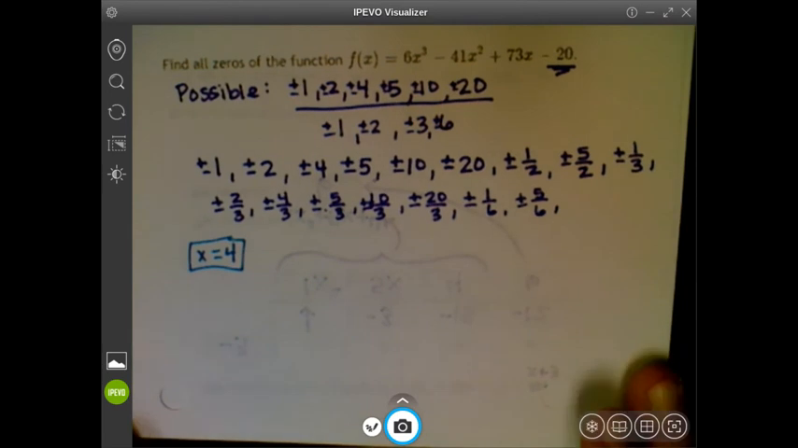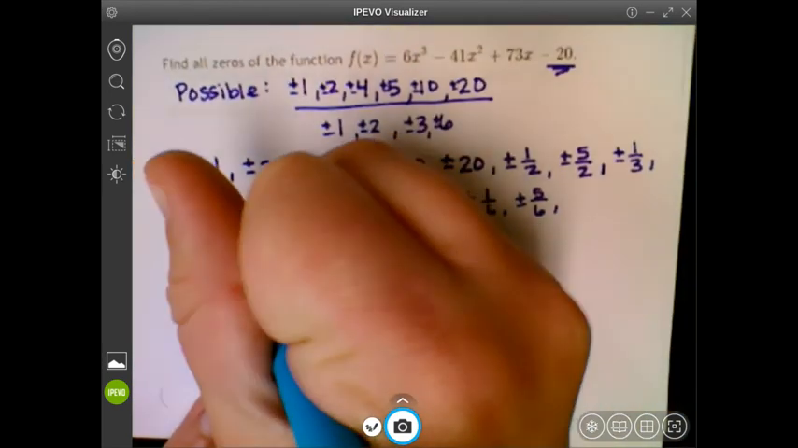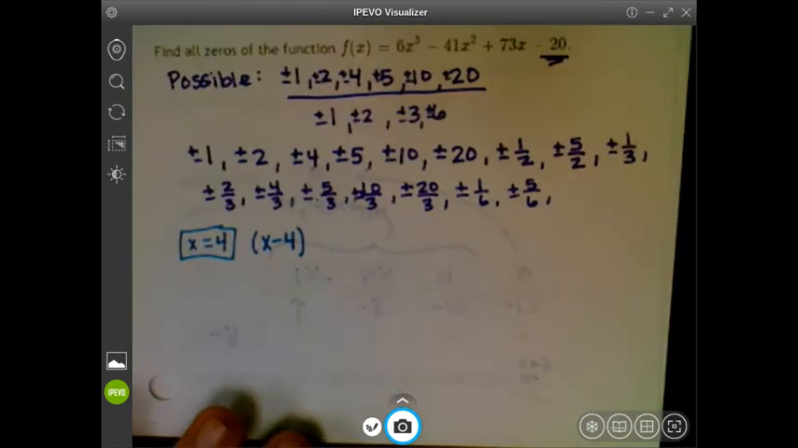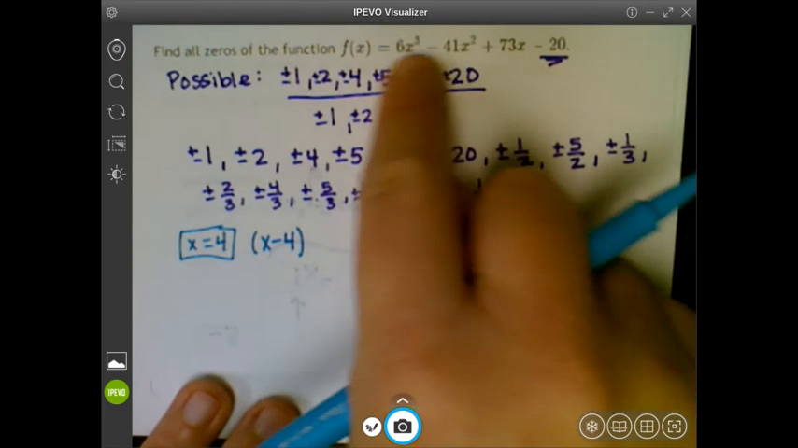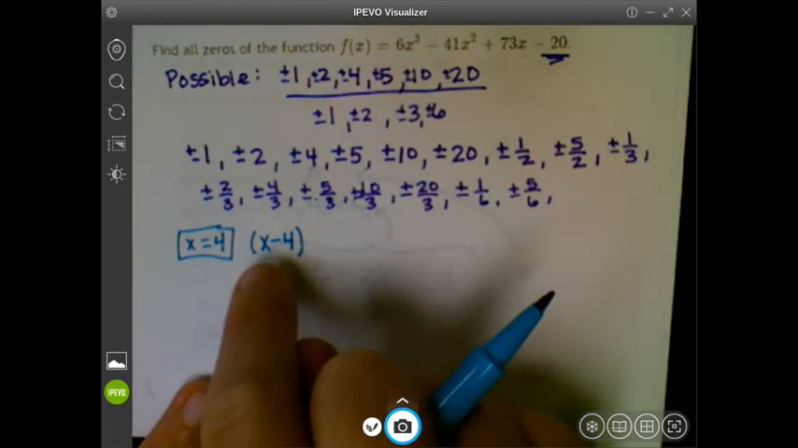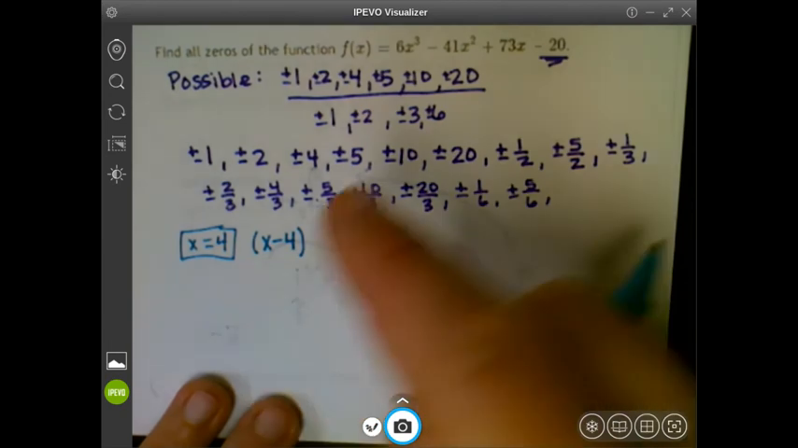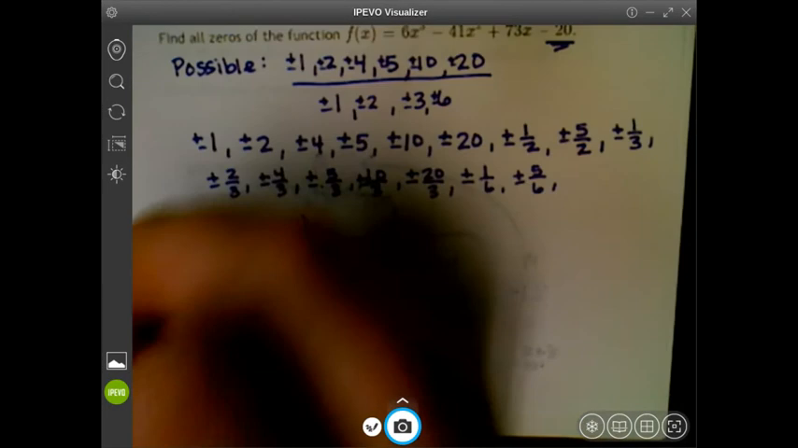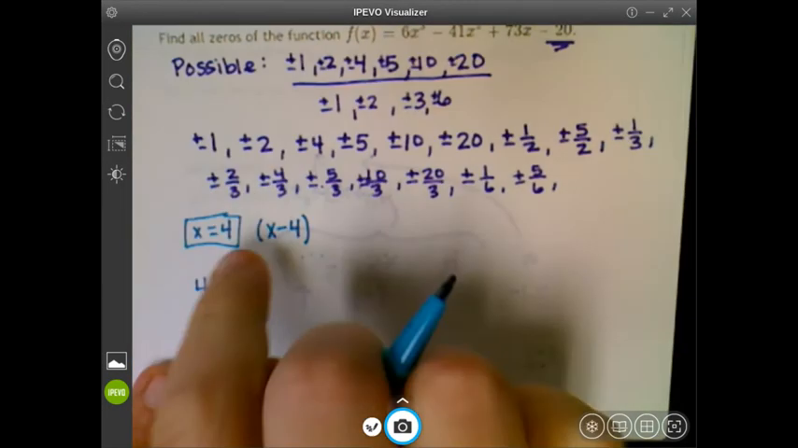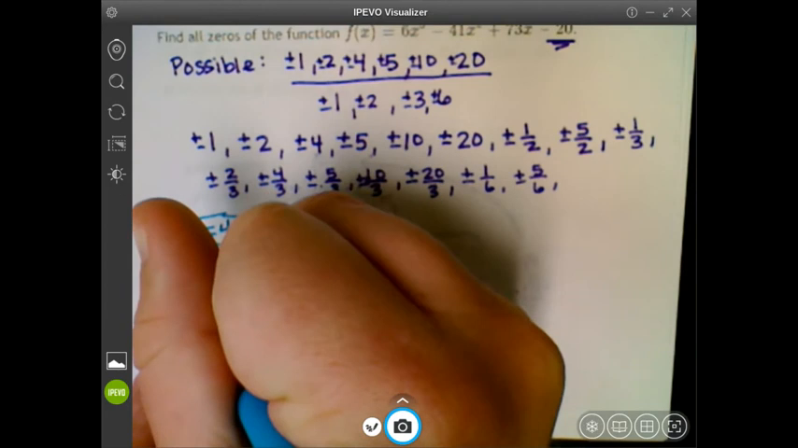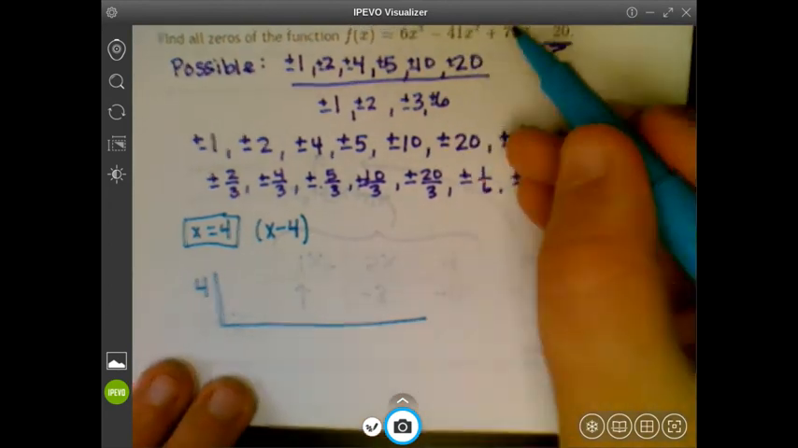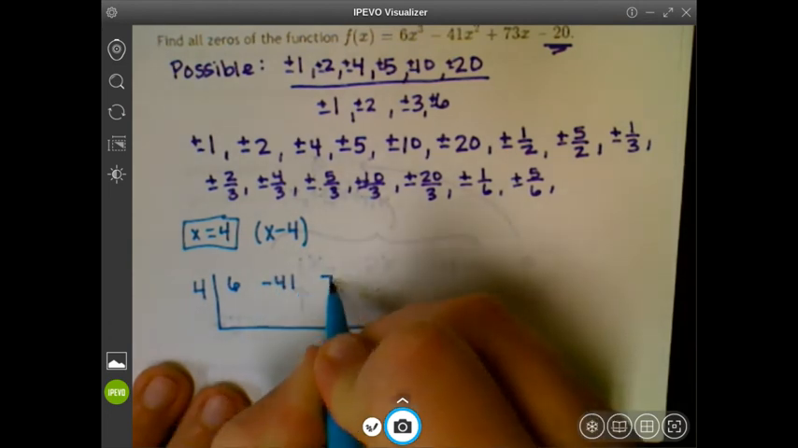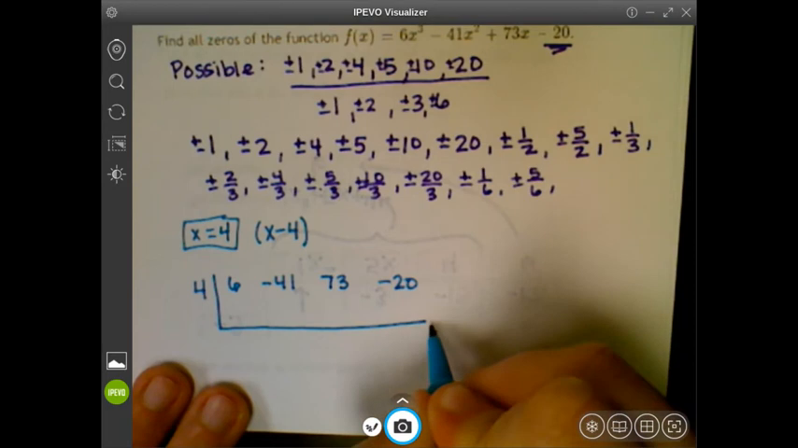So if we know it crosses the x-axis at 4, that means one of the factors is x minus 4, which means that we can take this polynomial and divide it by x minus 4 and continue to find the zeros. So that means that we're going to do some synthetic division here. So you're going to use 4, the actual zero, and you're going to set up your synthetic division using your coefficients up here. So we have 6, negative 41, 73, and negative 20.